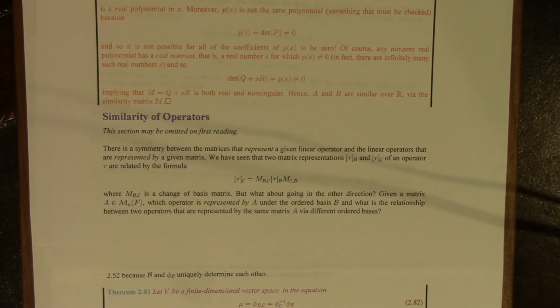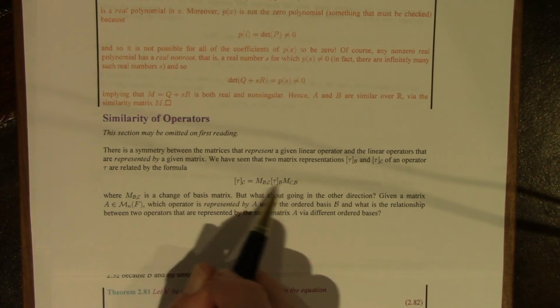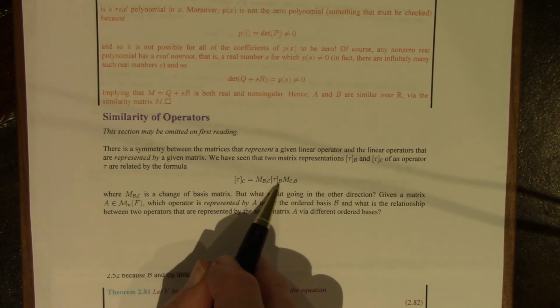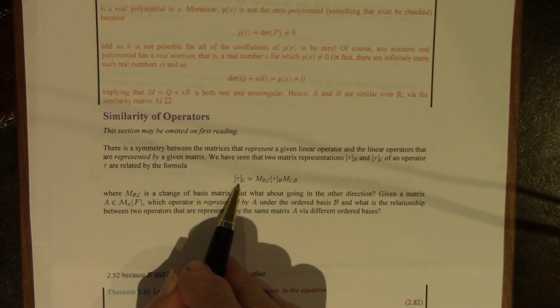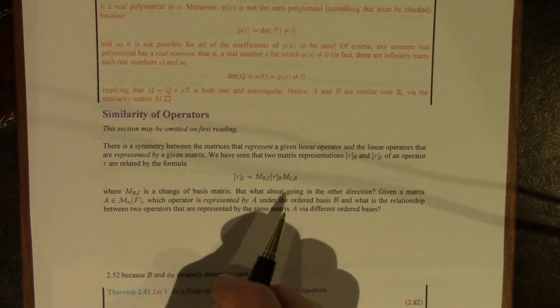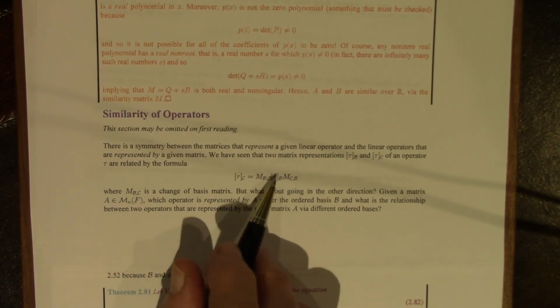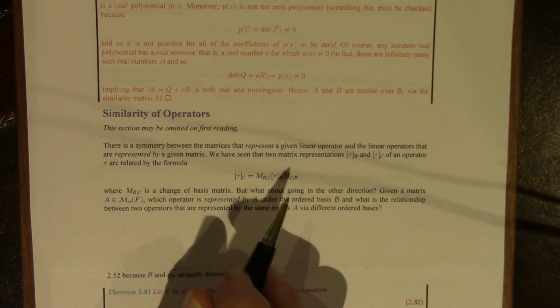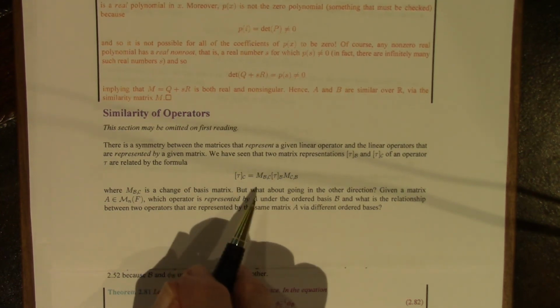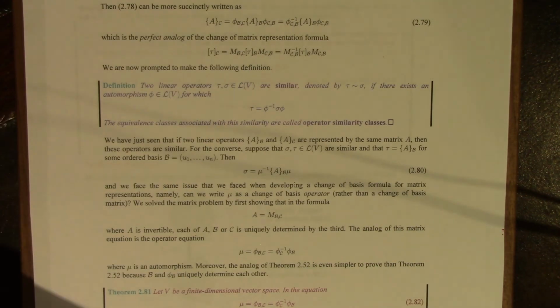We also want to know how two operators that are represented by the same matrix under different bases are related directly. So we have this formula which shows how two matrix representations of the same operator are related. And now we want a formula that would show how two operators that are represented by the same matrix are related.